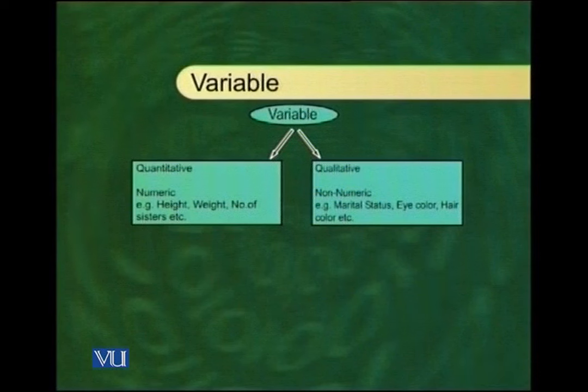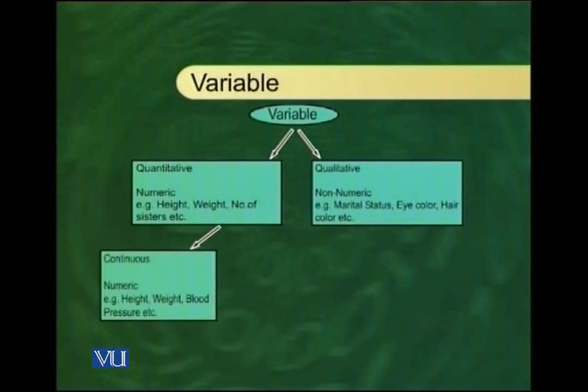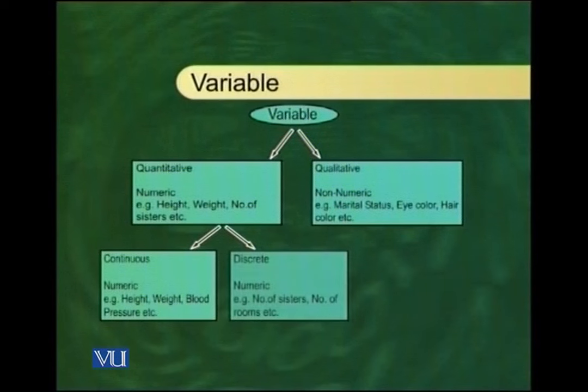Jaisa ki aap screen pe dekh rahe hain, variables ki do kisme hain, qualitative variable and quantitative variable. Qualitative variable to jaisa ki main bata hi chuki hoon, isi kisam ki cheeze hain jisme aap usko numerically express nahi kar sakte. Quantitative variable jo hai uski mazeed do kisme hain, the continuous variable and the discrete variable. Aaiye hum inko ek ek karke discuss karte hain.